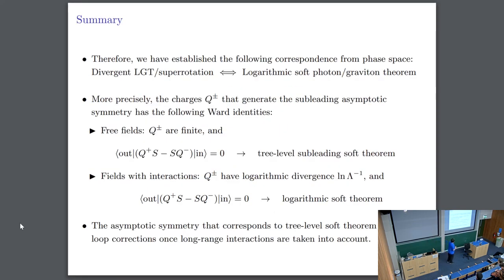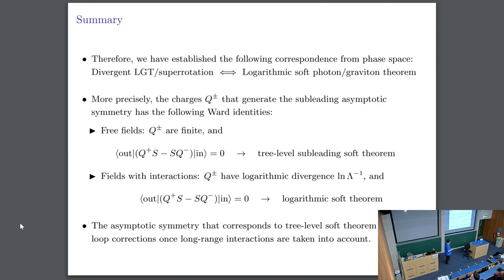So to summarize, what we have shown is that it is the divergent large gauge transformation in QED, or BMS superrotation in gravity, whose Ward identity gives you the logarithmic soft photon and graviton theorem. More precisely, if you compute the Ward identities using free fields, you'd get the tree-level subleading soft theorem. But if you now consider interactions seriously, then the same order identity gives you the logarithmic soft theorem.